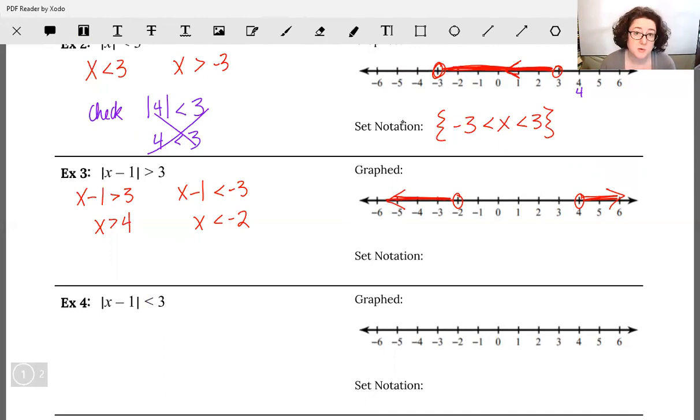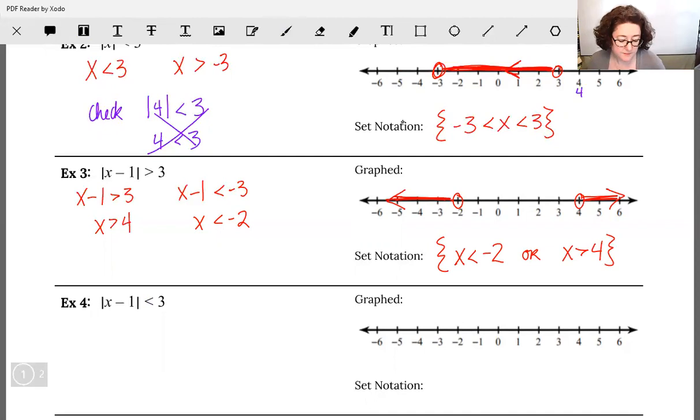But if we were to go through and check, if we pick something like the 0 in the middle, when we fill that into our absolute value equation that we started with, everything falls apart. We do not have a valid solution. Okay, so that means the only things that work are the two different sections. So again, I like to write them in number order. So x is less than negative 2, or x is greater than 4.